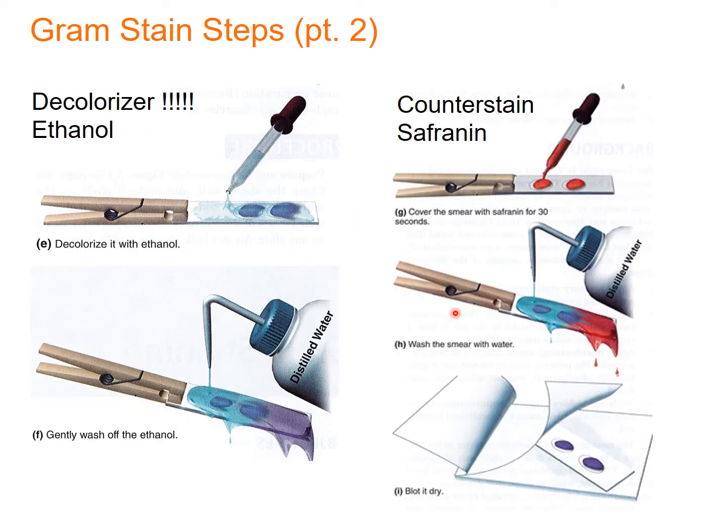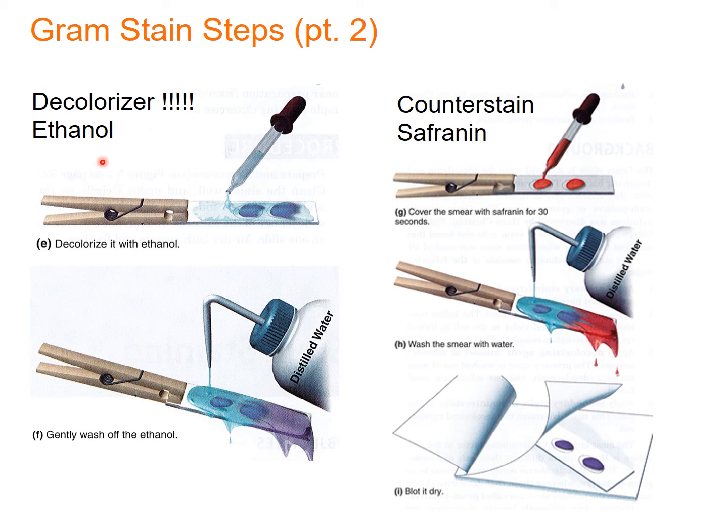The next step is the most critical step of the gram staining process, and that's to decolorize the cells. And to decolorize, we're going to use ethanol. And ethanol is going to dissolve the outer membrane in the gram-negative bacteria, and it's going to solubilize the crystal violet that's being held in the peptidoglycan cell wall.